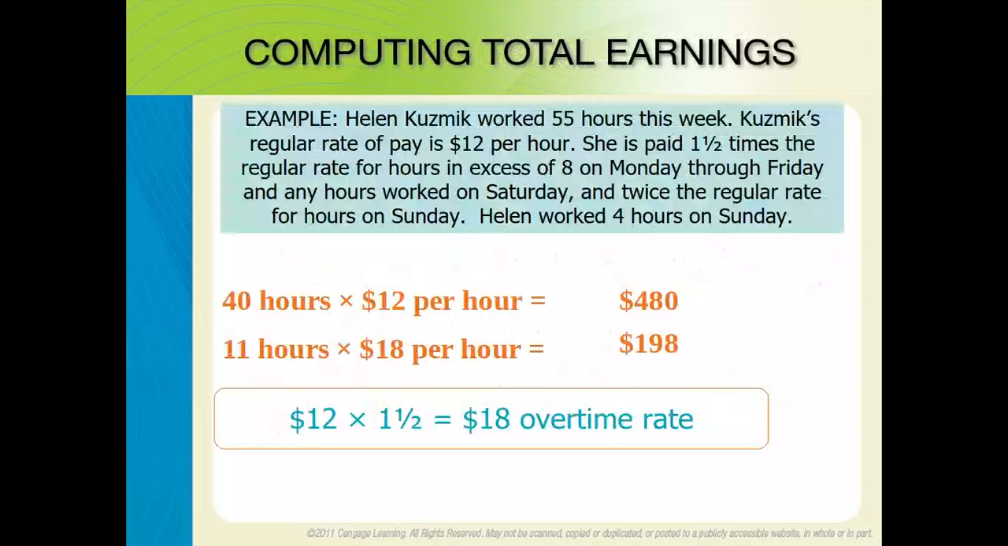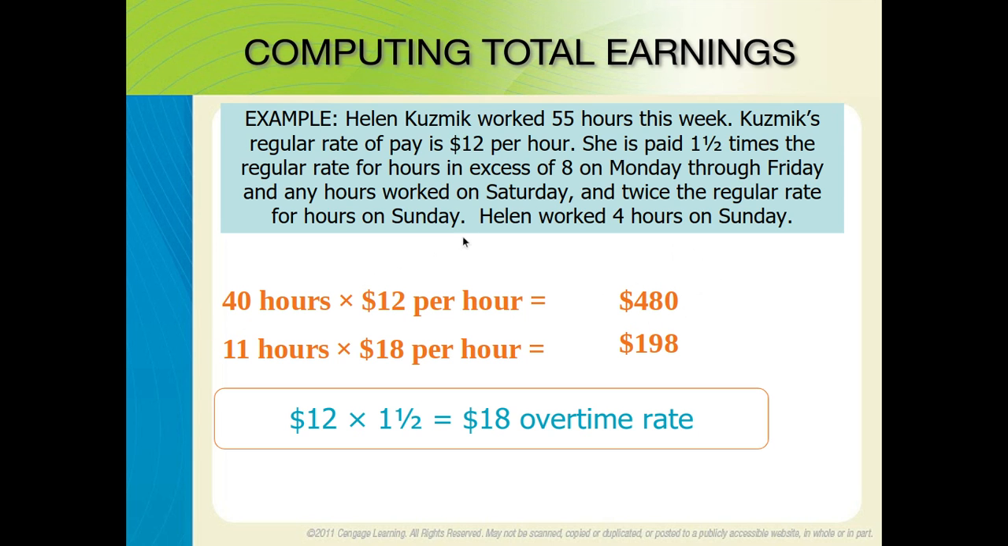So, an example: Helen worked 55 hours this week. Her regular rate of pay is $12 per hour. She's paid 1.5 times the regular rate for hours in excess of 8 on Monday through Friday, and any hours worked on Saturday, and twice the regular rate for hours on Sunday. Helen worked 4 hours on Sunday. So looking at this example, we know that she worked 55 hours. She worked her 40 regular hours at $12 per hour. That's $480 for the week. If she had worked just 40 hours at a regular rate, she would have gotten $480.